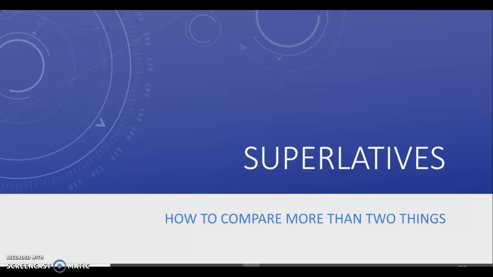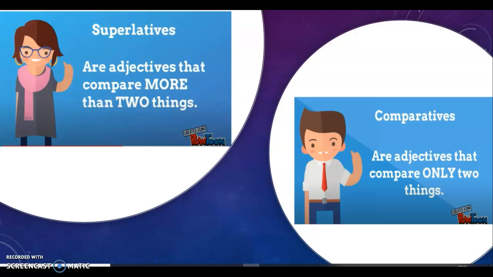Superlatives. How to compare more than two things. In this slide, I want to show you the difference between superlatives and comparatives. Let's see. Comparatives are adjectives that compare only two things, while superlatives are adjectives that compare more than two things.